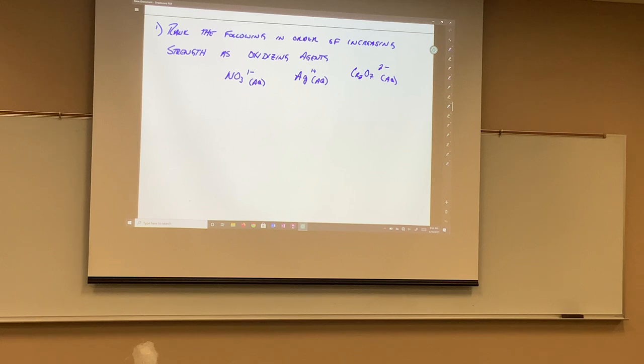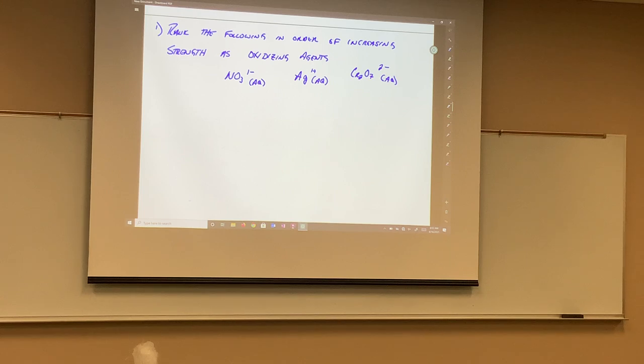First question, what in the world is an oxidizing agent? They oxidize whatever is getting oxidized, so they themselves get reduced. They are the agents, the things that cause something to get oxidized, so they themselves get reduced, okay?